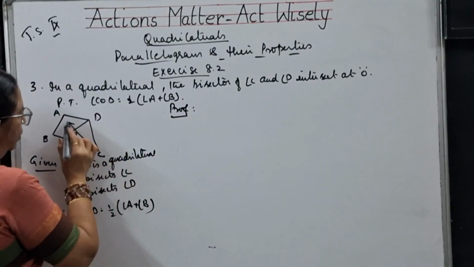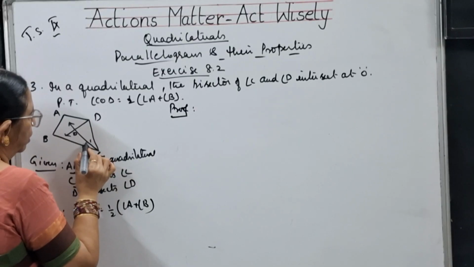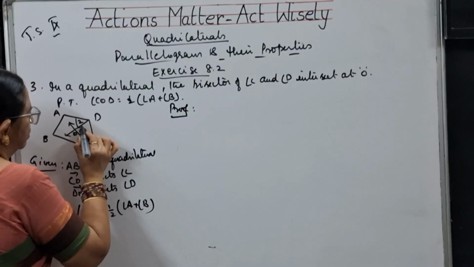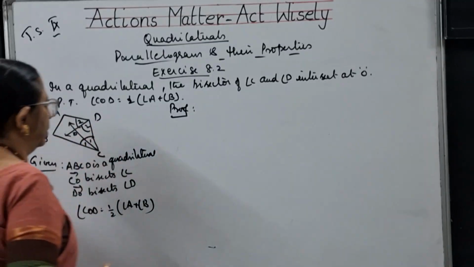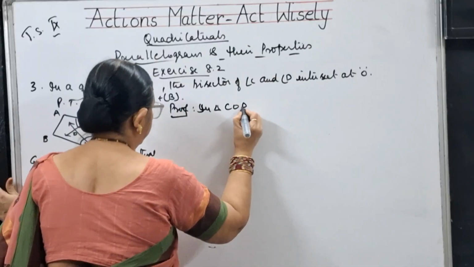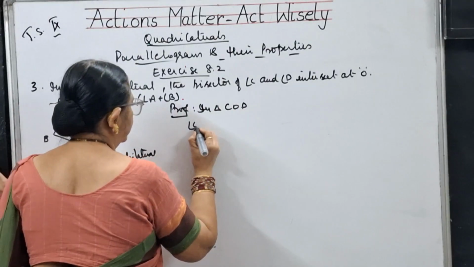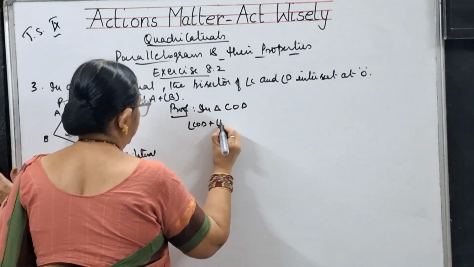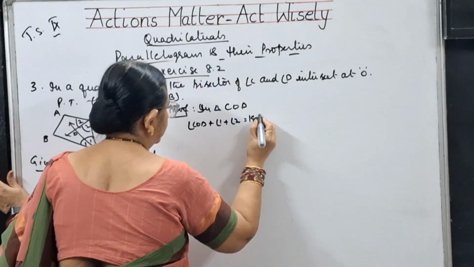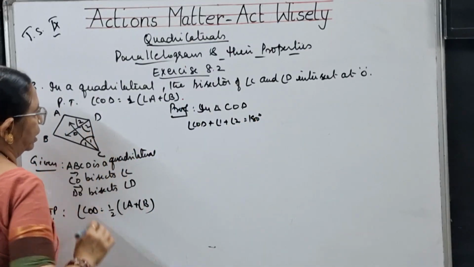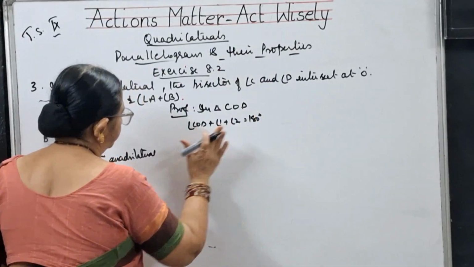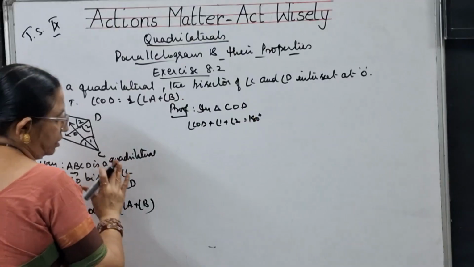See, CO is dividing it into two halves. So I am writing this as angle 1 and angle 1, this as angle 2 and angle 2. Now in triangle COD, angle COD plus angle 1 plus angle 2 is equal to 180 degrees, because the sum of three angles is 180 degrees. So let us keep it as it is.